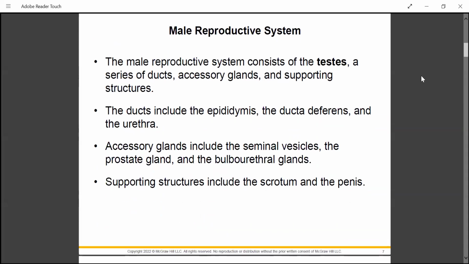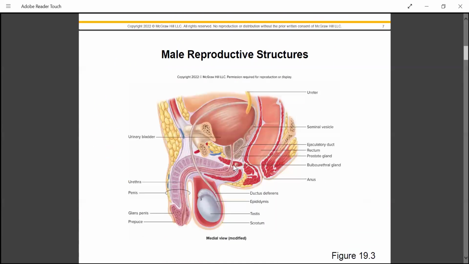So we're going to discuss the male system first. As I said, the testes are our primary reproductive organ. And so the testes are where testosterone and sperm is produced. And then there's a series of other ducts, glands, and supporting structures that help to actually deliver that sperm via the male reproductive system. So we're going to go through all of these as we go through.